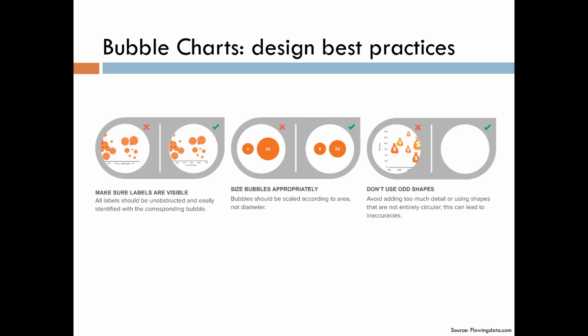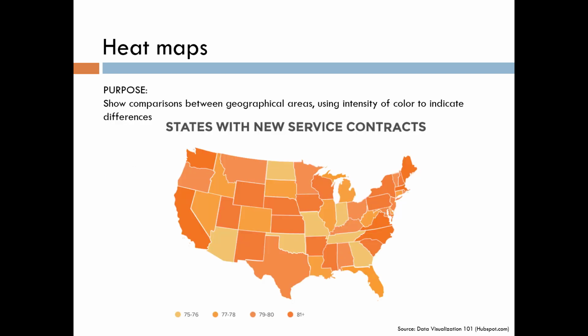Avoid using shapes that are not symmetrical around their center. For example, the money bag shape in this diagram. This can lead to errors in interpretation. Heat maps are typically used to compare geographical areas with intensity of color used to show differences. In this example, the darker shades indicate states that have more service contracts.